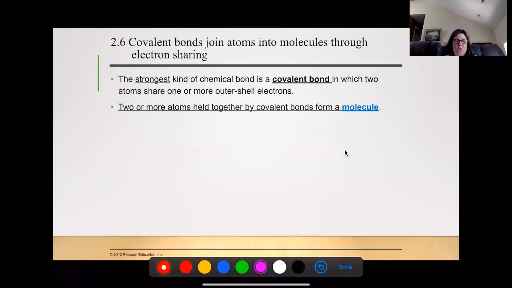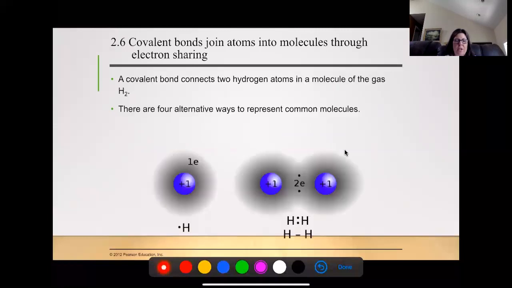So the strongest kind of chemical bond is a covalent bond, and that's where 2 atoms share 1 or more outer electrons. 2 or more atoms held together in a covalent bond form a molecule. So here is where we have our hydrogen, right? So we have our hydrogen with our 1 valence electron. If it looks like this, right, they share two, it resembles helium. And that's a noble gas.